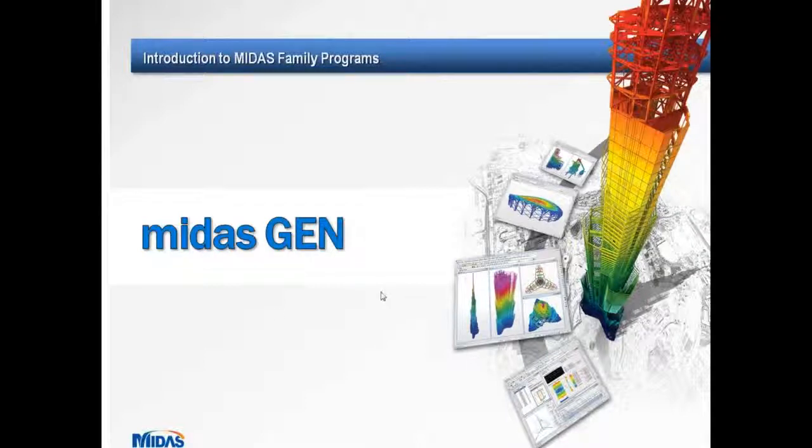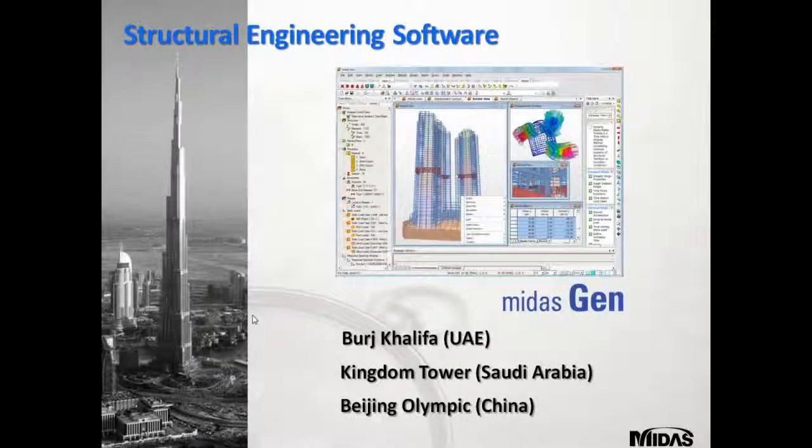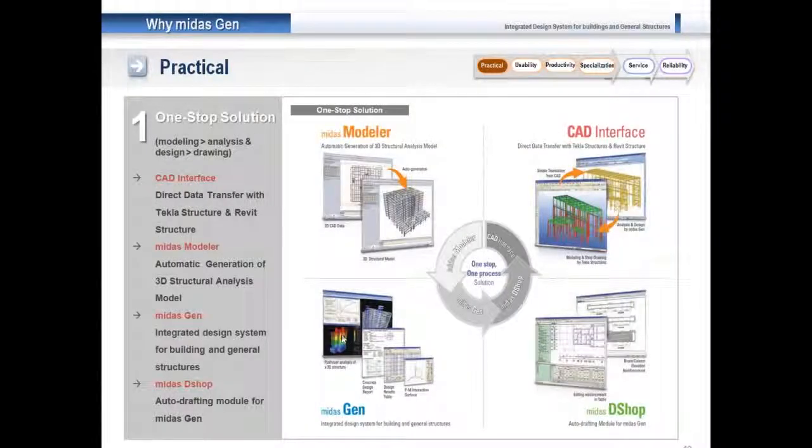Okay, let's continue. So Midas Gen is a professional software for building applications. Burj Khalifa, Kingdom Tower, or the Beijing Olympic in China were simulated using Midas Gen. It is not only Midas Gen. You have a full solution, which is a one-stop solution: Midas Modeler, Midas Gen, Midas D#, and the CAD interface, and all that together creates a full solution.